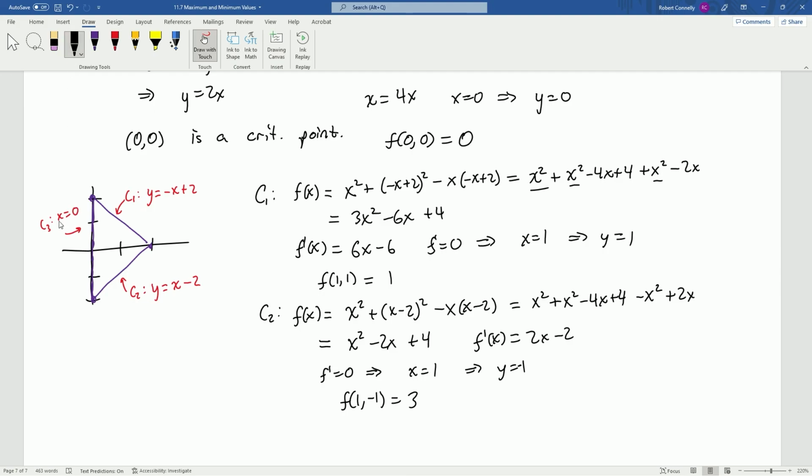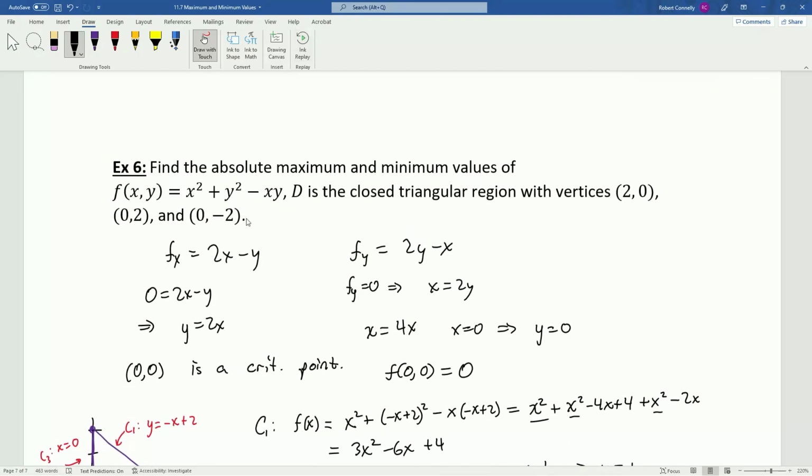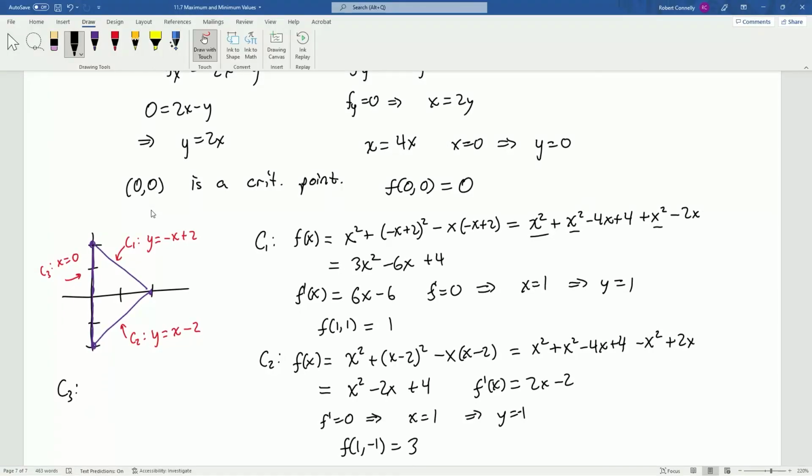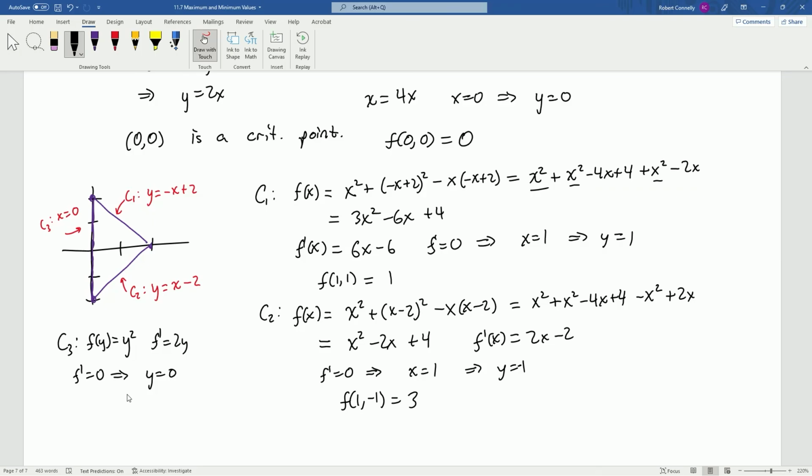Well, let's consider curve 3. That's the easy case, I would say. x equals 0. So if we plug x equals 0 into the function, we just get y squared. So this is a function of y. Its derivative is 2y. Set that derivative equal to 0, and we get y equals 0. And we already have that x equals 0. So what did we get? Well, we actually got the same critical point that we had before. Now, this is coincidental. You will not always get your critical points on the boundaries. That's just a happenstance for this problem, but it can happen. So just keep that in mind.